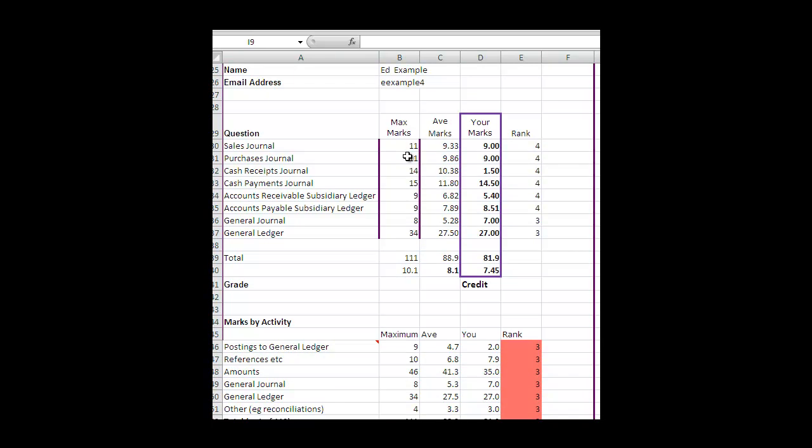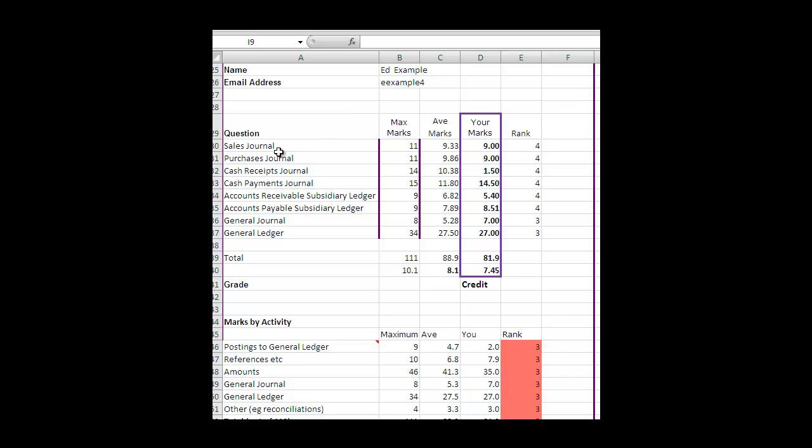Then we go down and look at the next bit, and it is your marks for each question, and your marks compared to the marks available, and then compared to the average marks. And over here there's rankings. Well, all of these rankings are not right. In this case I just put it down as an example.